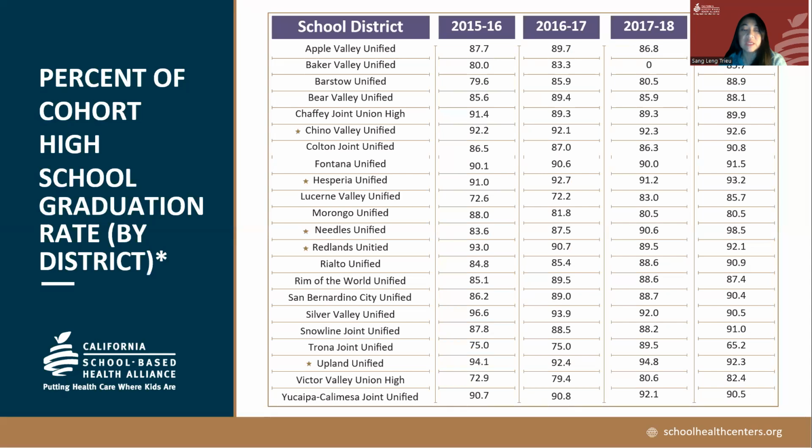We think about education as one of the social determinants of health, and how important education plays in the role of health outcomes and health status. Here, this is looking at percent of cohort high school graduation rate by district. I'll pause and let you take a look at this to find out where perhaps your district is, and this is over the period of 4 years.